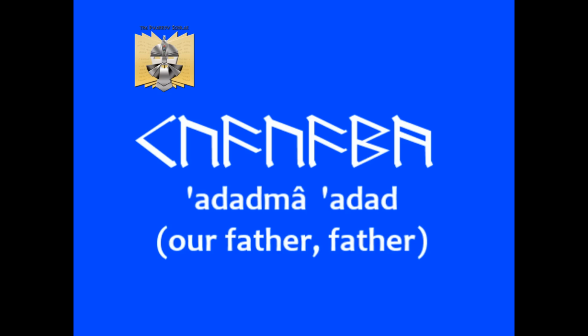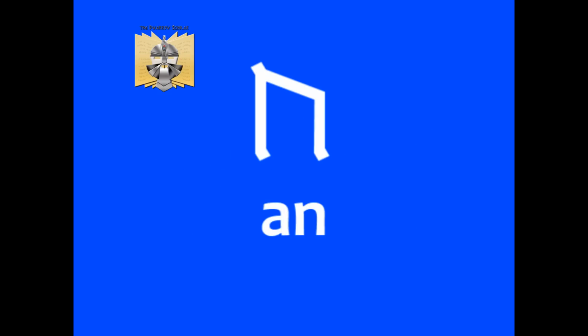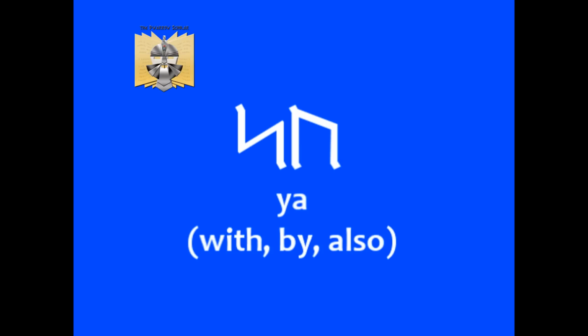An example of the glottal stop we've seen in this lesson is Adatma, our father. Adat, father. An, the short a as in father. Not much different than the English pronunciation would be. An example of this sound is all over our scene, as it's one of the most common sounds in Khuzdul. Let's pick an example we've seen. Ya, meaning with or by or also.